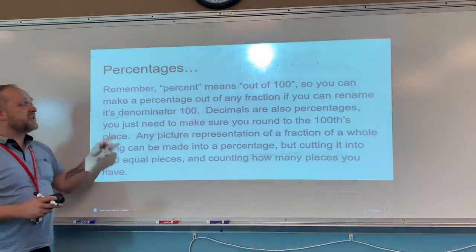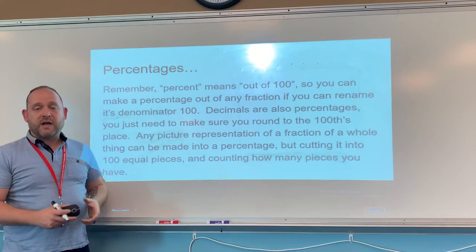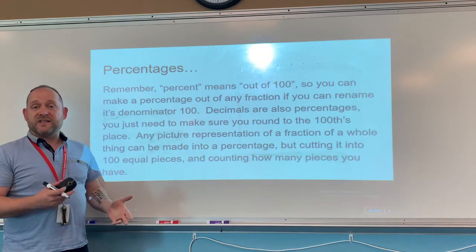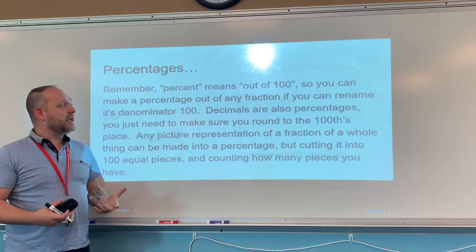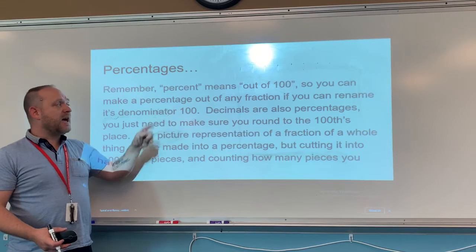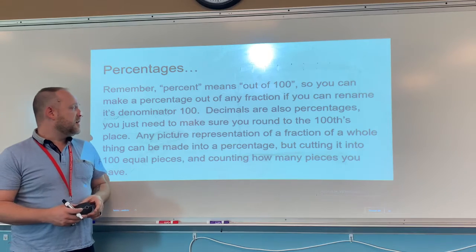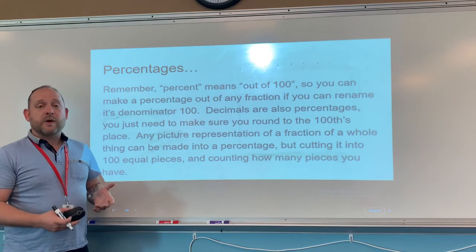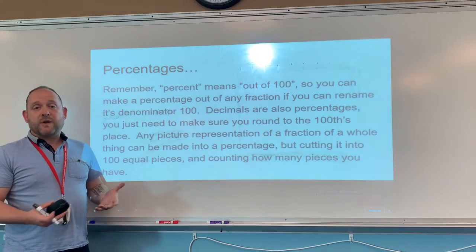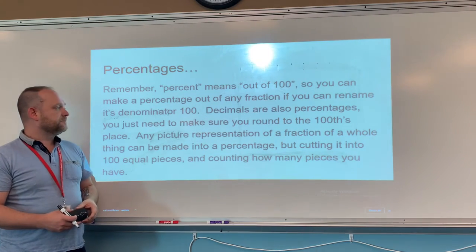So you can make a percent out of any fraction if you rename its denominator 100. That means if you multiply or divide the top and the bottom by a number, and you get that bottom number, the denominator, to 100, that means you have automatically a percent. Decimals are also percentages. You just need to make sure that you round to the 100th spot. If you round to the 100th place in any decimal, you have that as a percent.